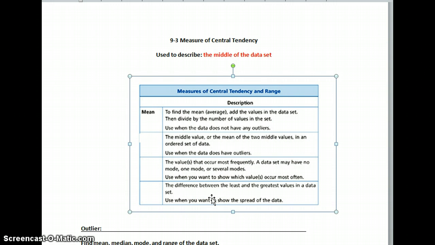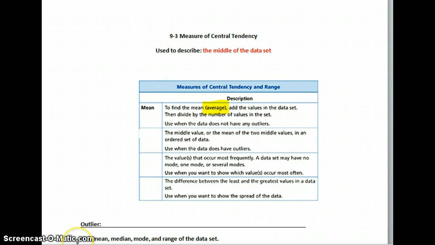The mean is also the average, and it is found by adding all of the values in the data set together and dividing that number by however many entries you have.